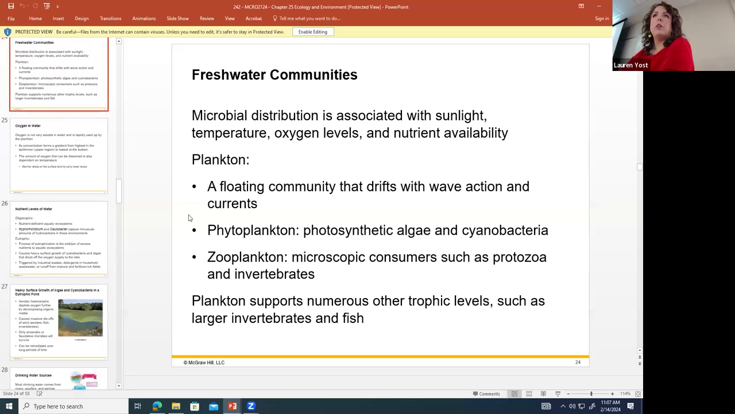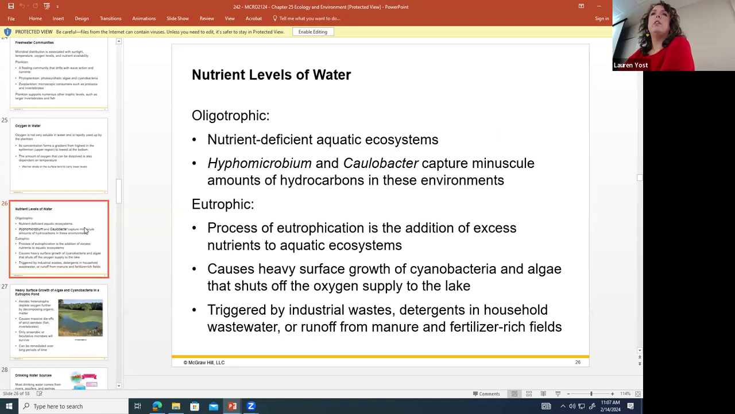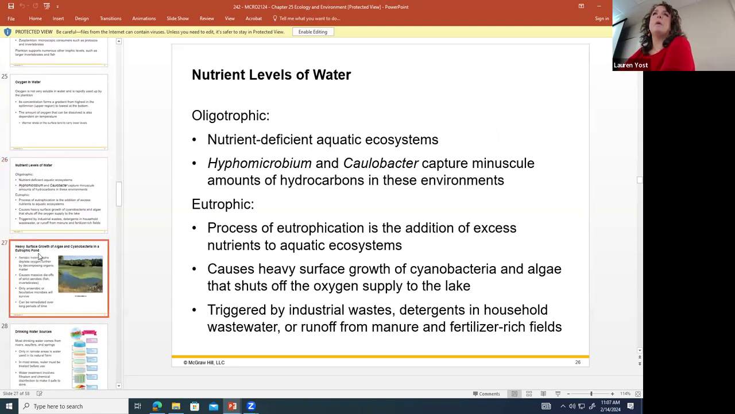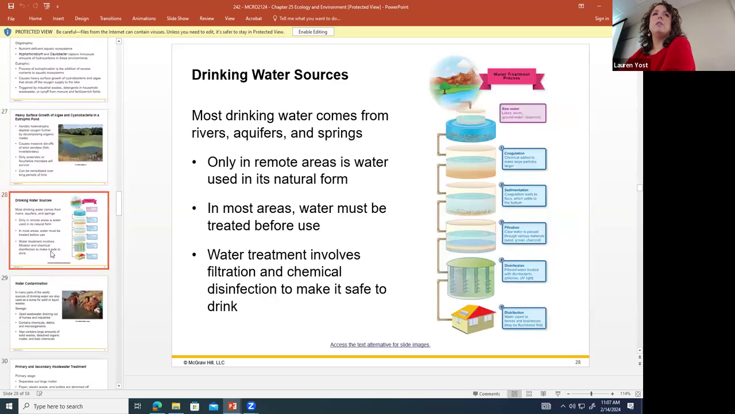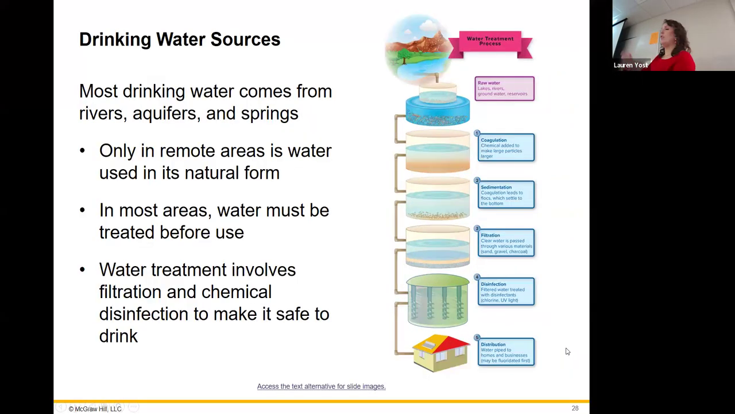I don't really care about freshwater communities. Plankton are great, and they gave us our oxygen in our environment, but I just don't care about them that much. Let's see. Obviously, I don't care that much about chapter 27, in case you guys haven't figured that out. I'm probably never going to ask you about lakes, just saying. Who cares?